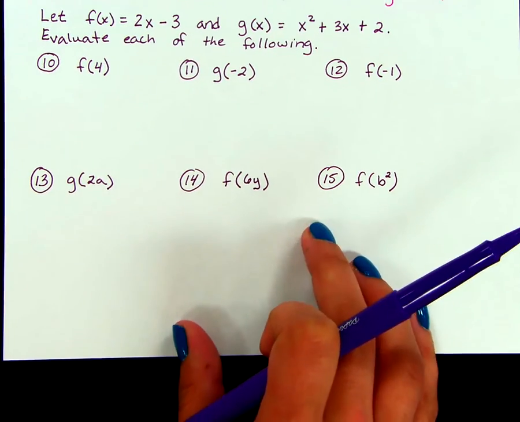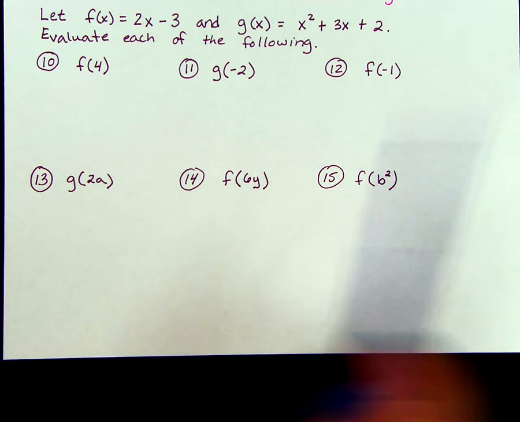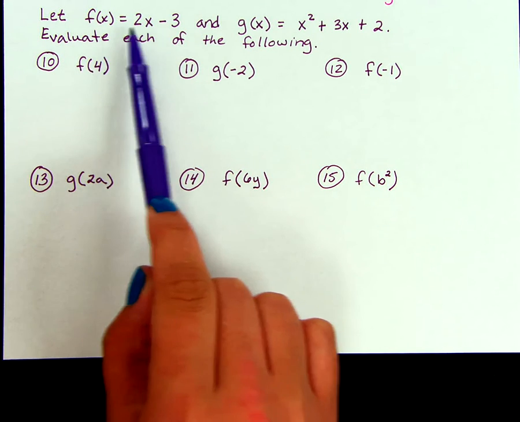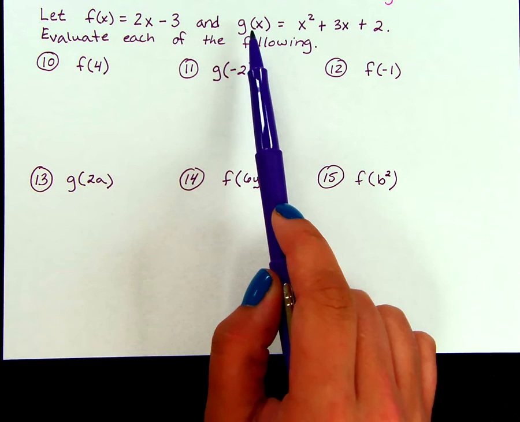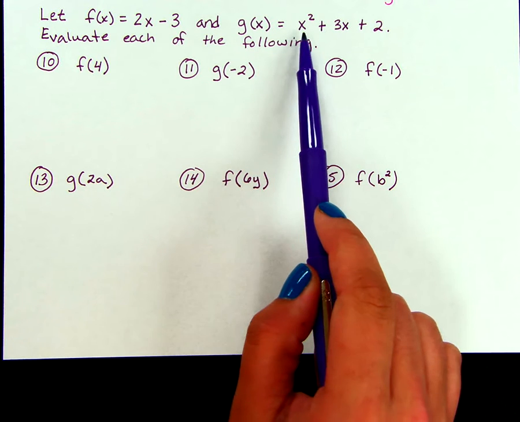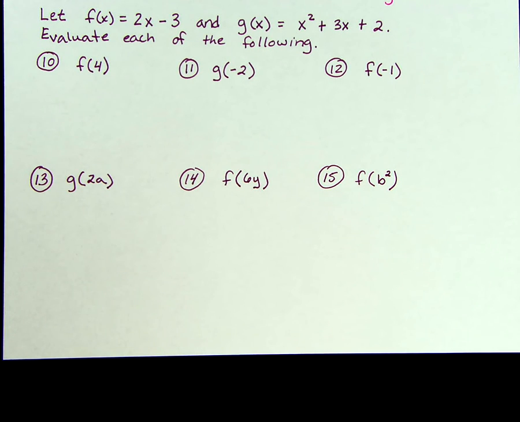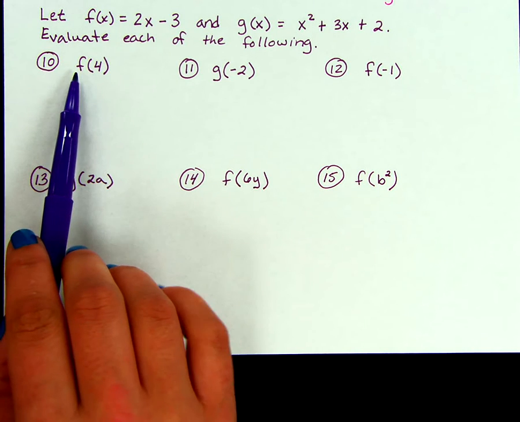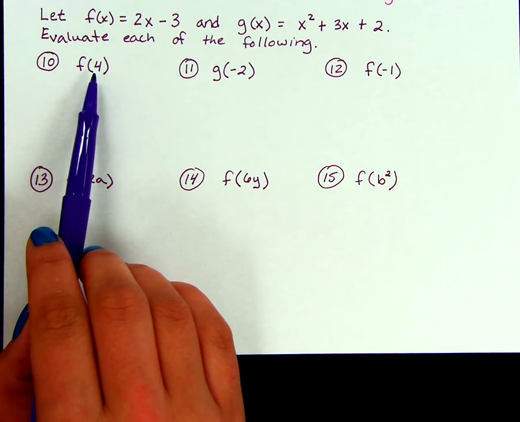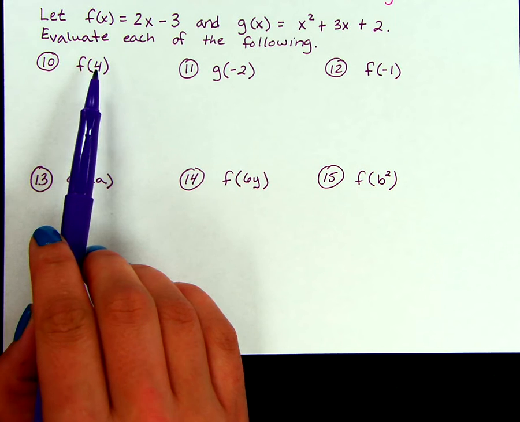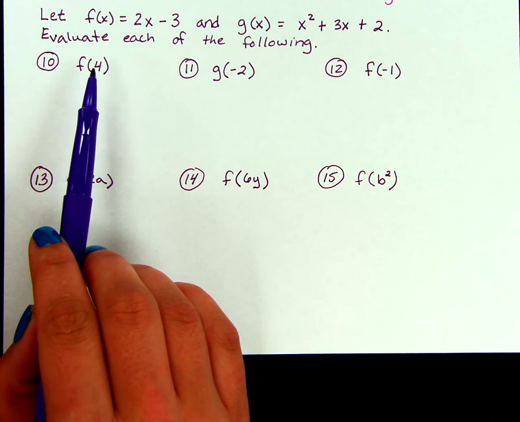Here we are given two different equations. We have f of x equals 2x minus 3, and g of x equals x squared plus 3x plus 2. We're going to evaluate each of the following. So for number 10, when we're looking at this, this is telling us what function to use, and this is telling us to plug in 4, or substitute 4, into all the x's.